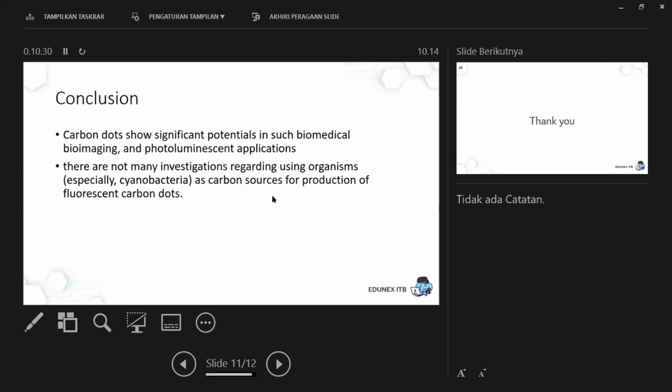It appears that there are not many investigations regarding using organisms, especially cyanobacteria, as a carbon source for production of fluorescent carbon dots. So more scientific investigation needs to be undertaken for scaling up and the commercial production of quantum dots by applying simple, efficient, economic, and sustainable strategies with focus on biocompatibility and low cytotoxicity.